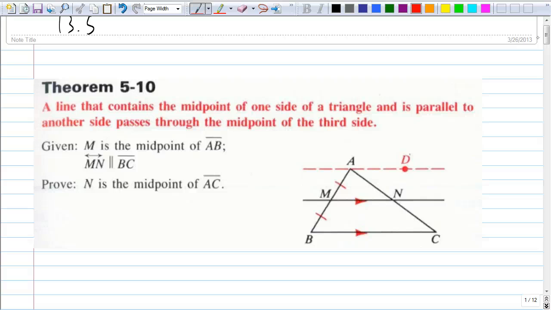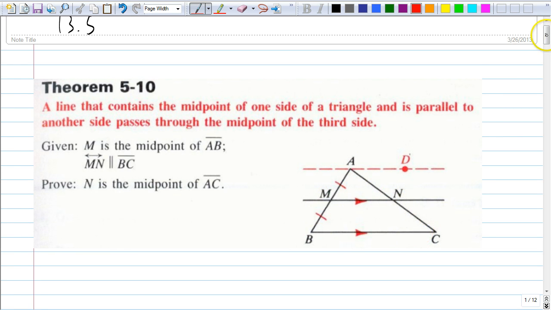What is this saying? Look, if M is the midpoint of AB, and MN is parallel to BC, you remember this from chapter 5? What do you know about N? N is the midpoint of AC. Now I'm showing you, but do you understand what it's saying? Remember, it's a theorem we actually proved. So if M is the midpoint of one side of the triangle and MN is parallel to BC, N is the midpoint of AC.